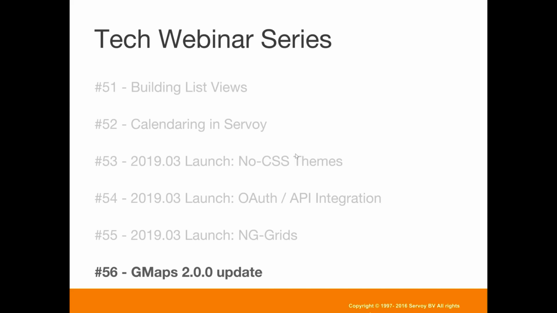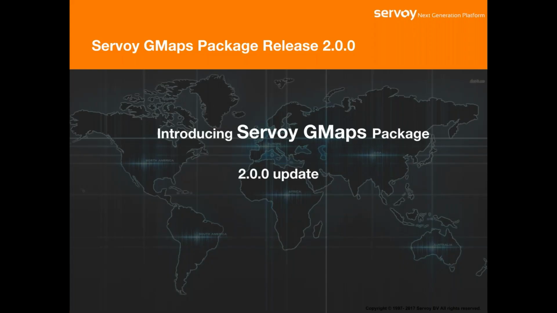So today I'm happy to announce that we released just this morning the Gmaps update. This is the Gmaps package, which allows you to do geocoding and mapping in a Servoy application very easily. And we announced version 2.0 today. I'm going to show you what's new in that, because it's been a while since that extension has been released.